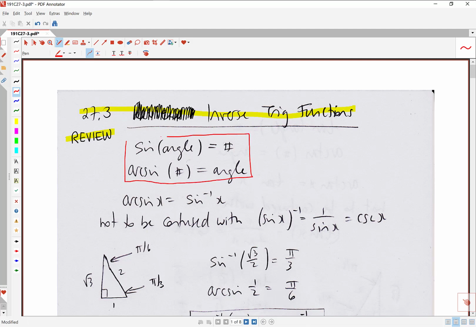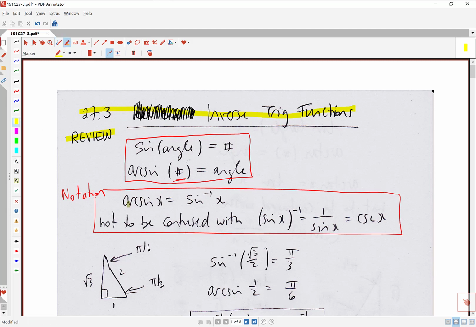So let's think of it this way. You can say sine of an angle is equal to a number. Arcsine of a number returns to you the angle that has this sine value. In terms of notation, there are two main ways to write the arcsine function. You can write it the long way by saying arcsine x, or equivalently, you can write sine with the -1 on the sine function. And that's also read as arcsine of x, or inverse sine function.